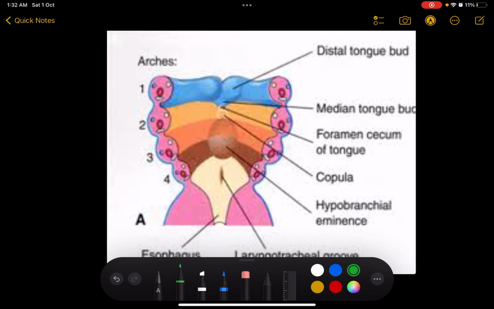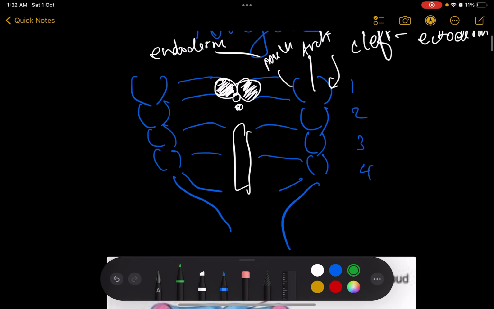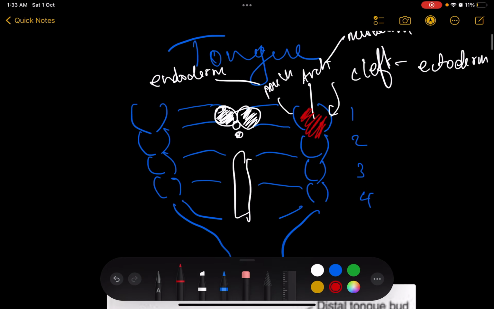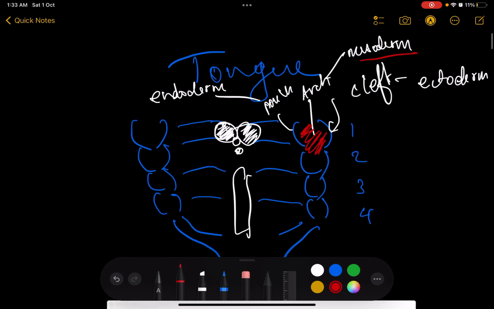we've got the arches, the branchial arches, and I'll shade the arch in red. So this is the arch, and that's having mesoderm. We've got the pouches, so let's shade the pouches in green. These are the pouches: pouch 1, pouch 2, and so on. And we've got the clefts, in yellow. So cleft 1, cleft 2, cleft 3, and so on.